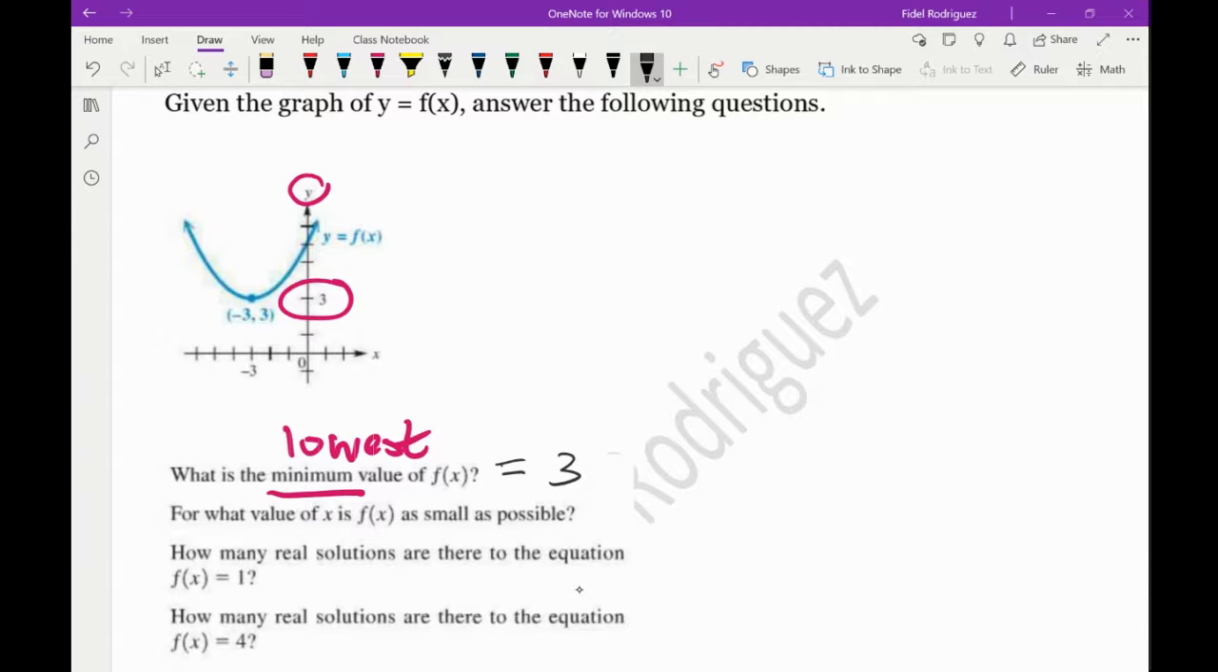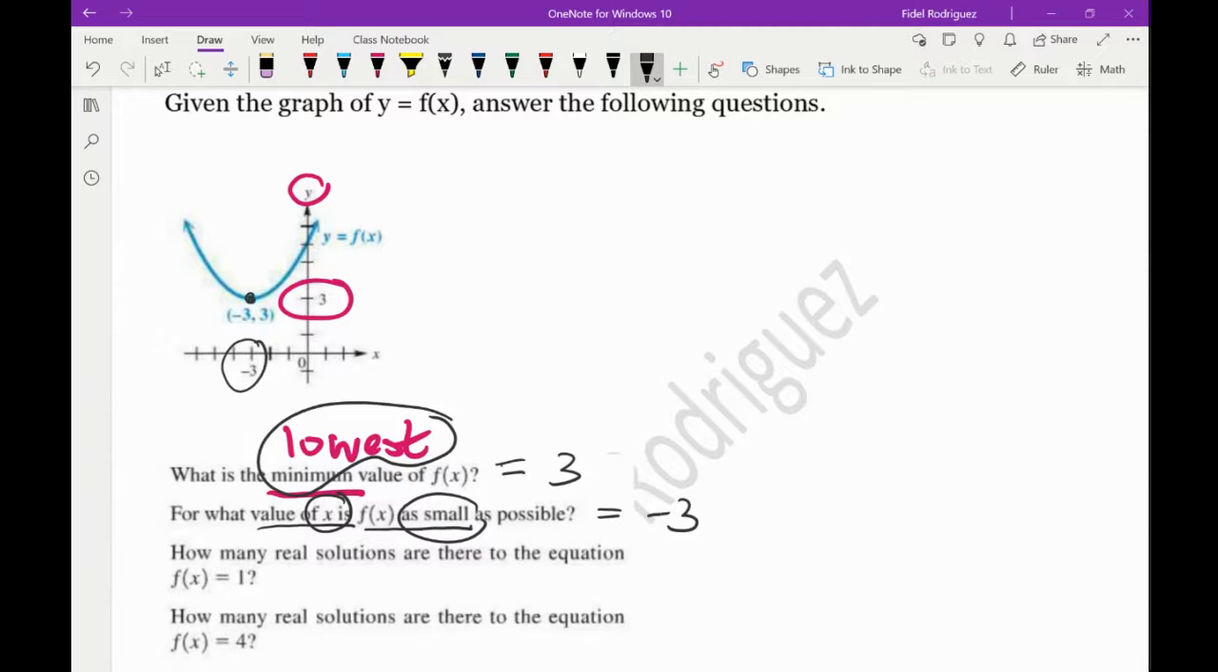And then the second part says, for what value of x is f of x as small as possible? Well, small is the same thing as the minimum and the lowest. So what it's asking me for is, at this point, what is the value of x? So we would say the value of x here would be equal to -3. Okay. So again, when I'm reading through the problems, sometimes it doesn't look like that's exactly what they're asking me to find, but trying to break it down, that's really what they're asking me to do here. Okay.